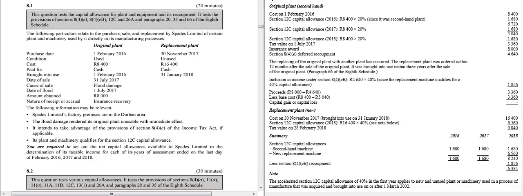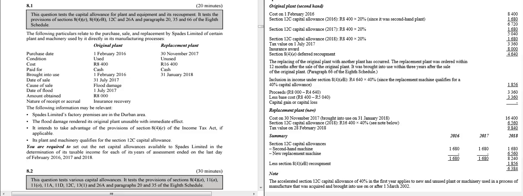So we've got the original plant, which was purchased on the 1st of February 2016. When we purchased it, the condition was used. So already that needs to tell you that yes, this is a manufacturing process. In other words, if it's used, then the capital allowance will be 20% over a 5-year period. The cost of this plant was 8,400 Rand. It was paid for in cash and was brought into use on the 1st of February 2016.